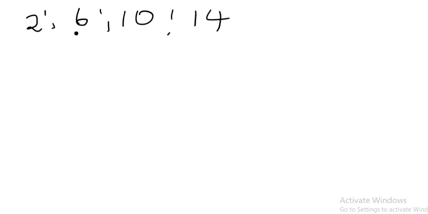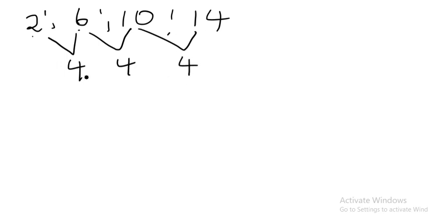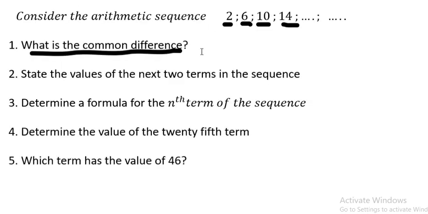In order for us to find the constant difference, first this one is T1, T2, T3, T4. We have got 4 terms in our sequence. So 6 minus 2 gives me 4, 10 minus 6 gives me 4, 14 minus 10 gives me 4. To answer this question, what is the common difference? It's 4.